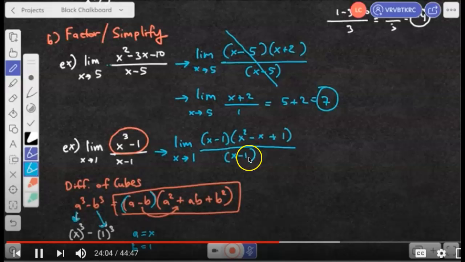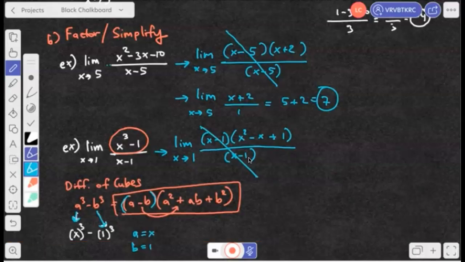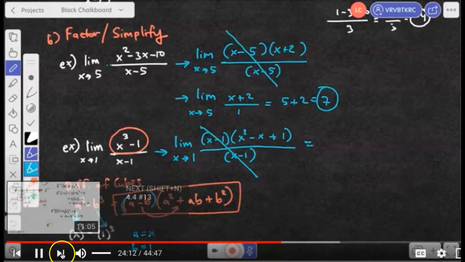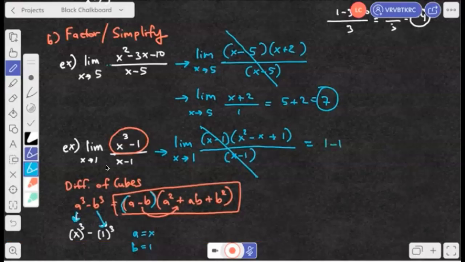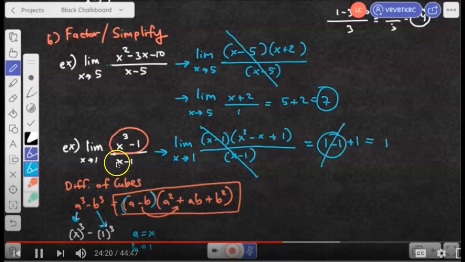On the denominator, you still have x minus 1. Think about what could cancel. There you go, it's the x minus 1. We're canceling the x minus 1. So then you have the limit. Well, you can do plug and chug at this point. So you plug in the 1 wherever you see an x.